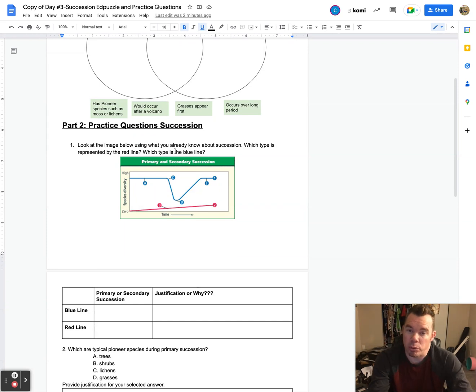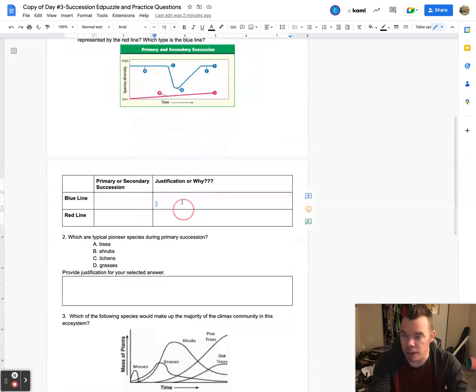Basically, you need to walk through what we discussed. Look at the image below, and using what you already know about succession, which type is represented by the red line? You can see the red line at the bottom starts basically at nothing. The y-axis is species diversity, so how many different types of species are there? The red line starts at zero and slowly but surely climbs. Whereas the blue line starts with pretty high biodiversity, then some sort of disturbance happens, and then it goes back up. So which one's primary? Which one's secondary? Then give me the justification, or why. Tell me why you think this one's primary or secondary, whichever you decide.